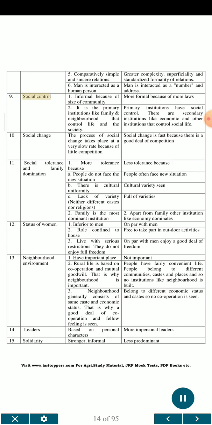9. Social control. 1. Rural: informal because of size of community. Urban: more formal because of more laws. 2. Rural: it is the primary institutions like family and neighborhood that control life in the society. Urban: primary institutions have less social control; there are secondary institutions like economic and other institutions that control social life. 10.